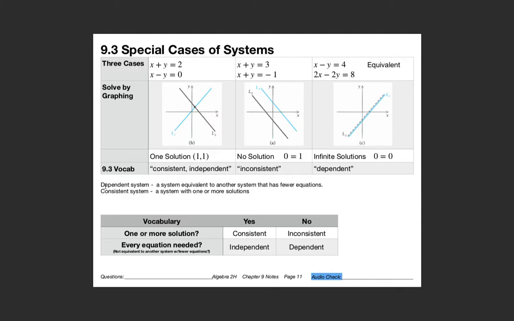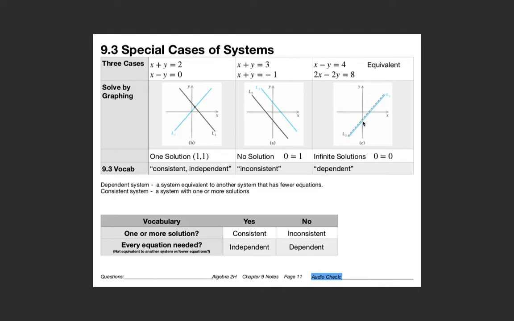So let me first talk about what dependent is. A dependent system is a system equivalent to another system that has fewer equations. A consistent system is a system with one or more solutions. Let's start with consistent, actually. One or more solutions. So here's a system that has one solution that satisfies this definition. This one also has one or more solutions.